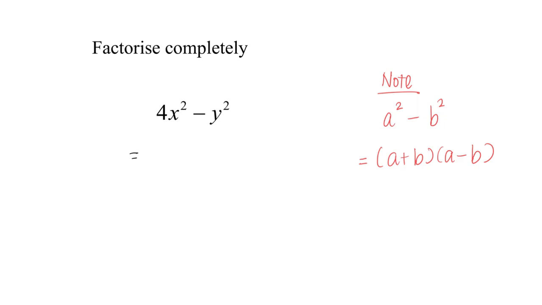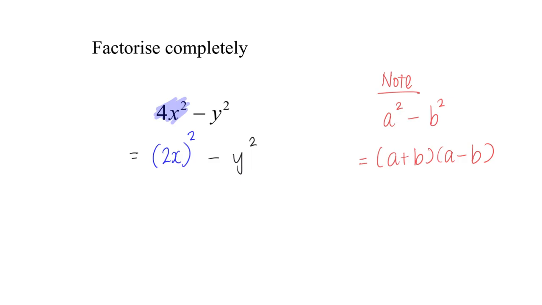4x squared, I could rewrite it as 2x times 2x, because 2 times 2 is 4, x times x is x squared. I still have my minus y squared here.